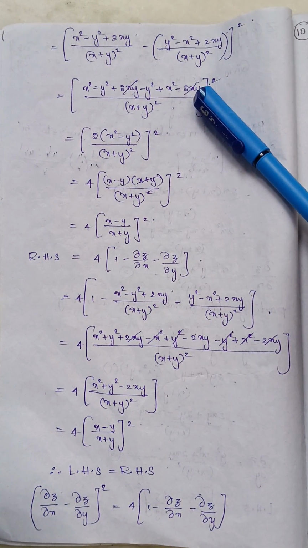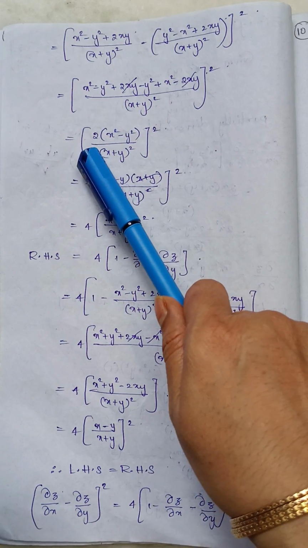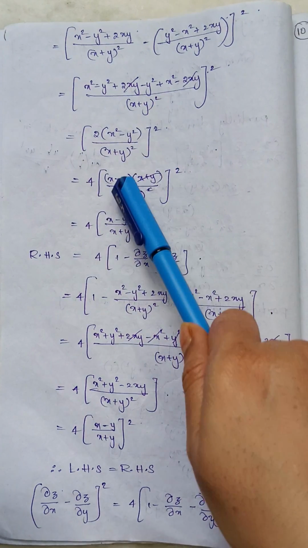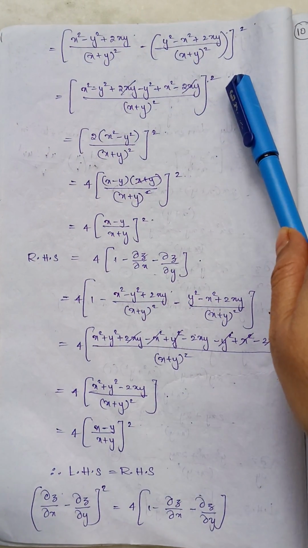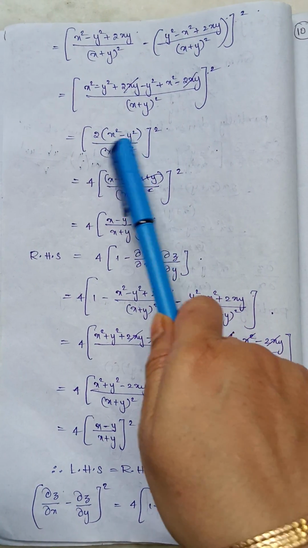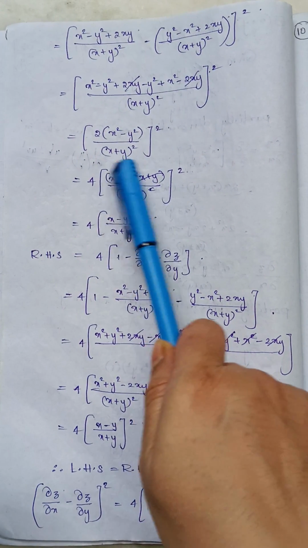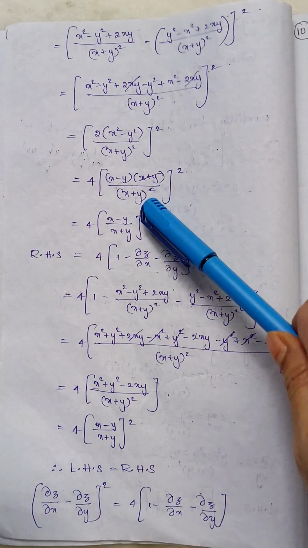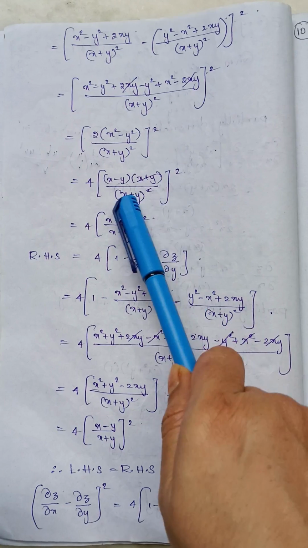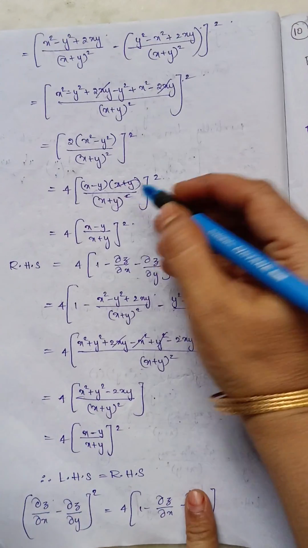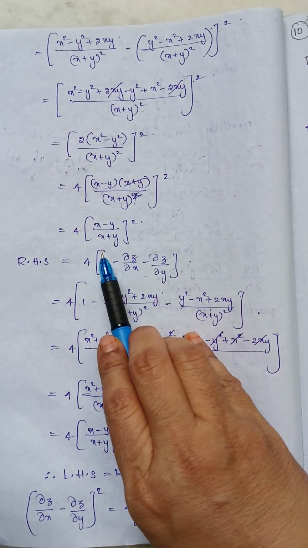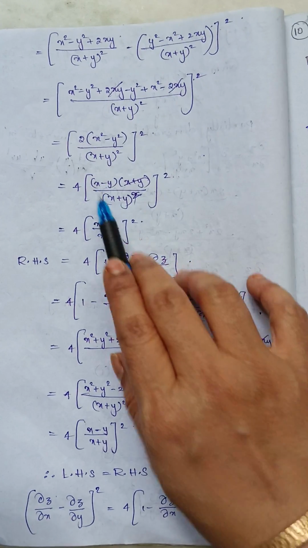2xy minus 2xy gets cancelled, and x square terms are 2, so 2x square minus 2y square. Take 2 as common: x square minus y square by x plus y whole square. Again whole square will be there, so take it whole square. Now 2 square is 4, and x square minus y square can be written as x plus y into x minus y by this, which is nothing but x plus y whole square. Again whole square. So this 4 outside, and this x plus y gets cancelled here. Here x plus y whole square, so one x plus y gets cancelled. Now x minus y by x plus y, 4 into whole square here, this whole square.